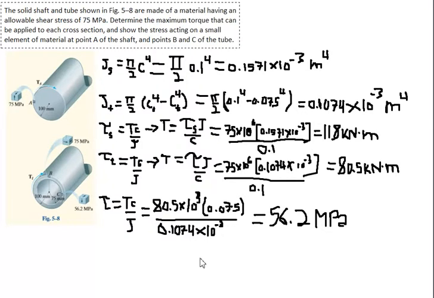So all we're going to do is plug in our values. We're going to use the lower torque here, the lower maximum torque. Put it here. We're going to have 80.5 times 10 to the 3 multiplied by 0.075, which is the internal radius, all over 0.1074 times 10 to the negative 3. This results in a shear stress of 56.2 megapascals.